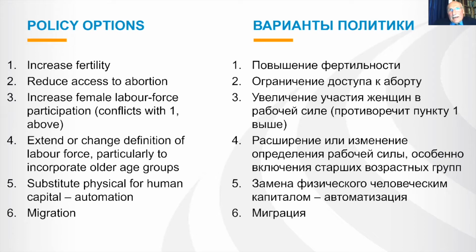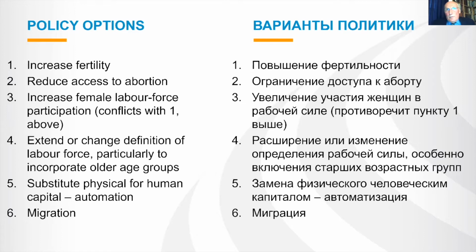Okay, now this is what I guess you're all waiting for. What can be done about it? What can governments do? Well, there are a range of options available to governments. I have to be careful here, because what I'll try to do is flag up what I think are the problems with each and every one of them. The most obvious one is to increase fertility.